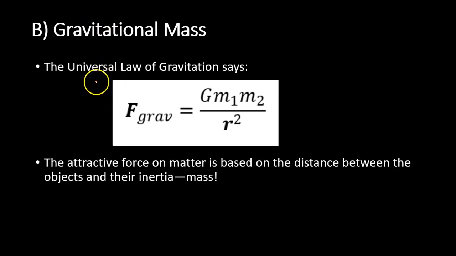We now have learned about the universal law of gravitation. And it says that the force of gravity is equal to some constant multiplied by some properties of these objects, some property of this matter, m1, m2, mass 1, mass 2, divided by the distance between them squared. The attractive force on matter is based on the distance, of course, and their inertia, their mass. This right here is known as gravitational mass. The property that causes objects to feel this attractive force between them. So that's gravitational mass.